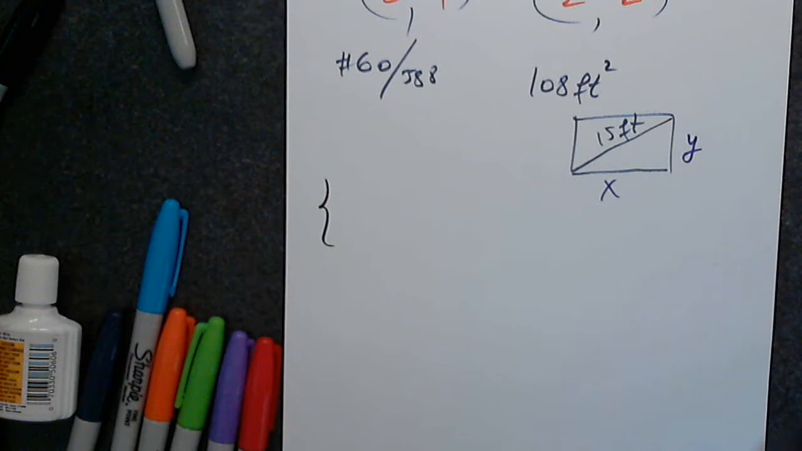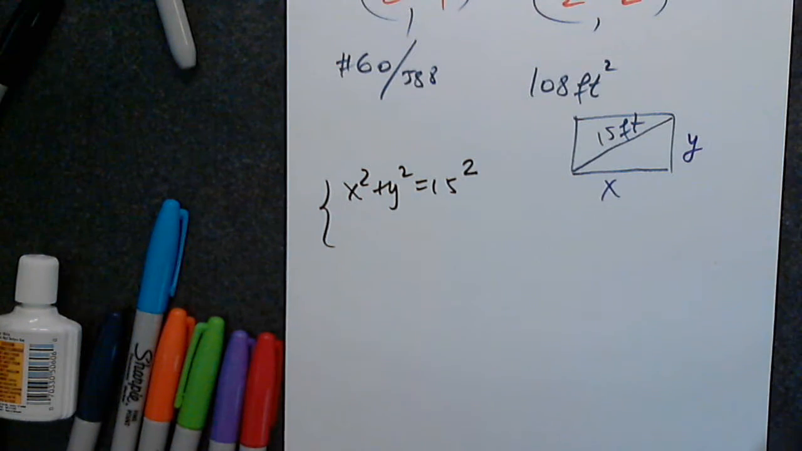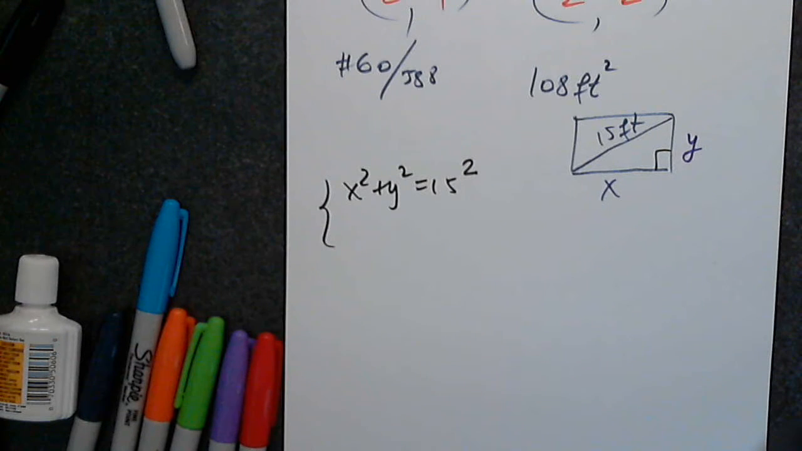x squared plus y squared equals 15. Exactly. x squared plus y squared equals 15 squared. The sum of the two legs squared equals the hypotenuse squared because this is a rectangle and we are talking about a right triangle. Excellent. That is one of the equations. That's why this system is not linear, because x squared plus y squared equals 225 is not a linear equation. Perfect. But we need one more.